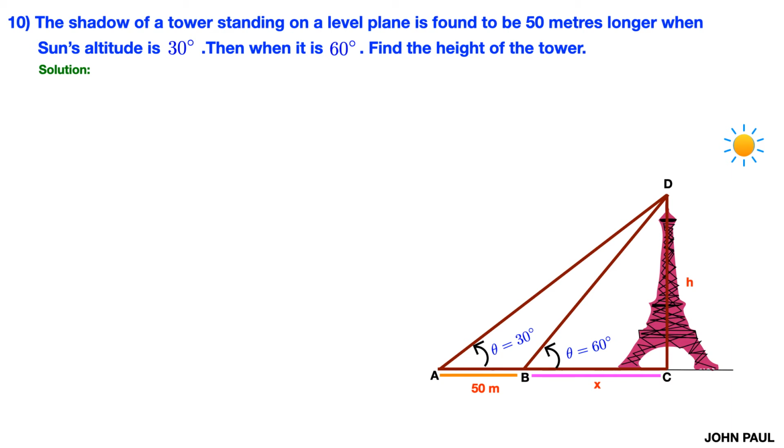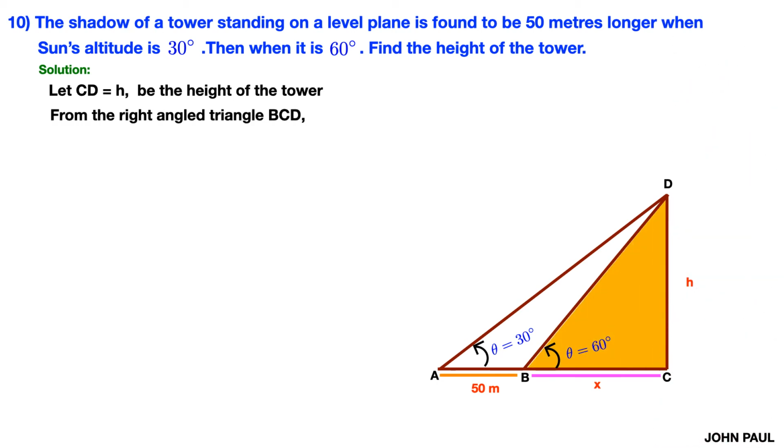Let us take the height of the tower as h. Let CD equal h, that is the height of the tower. From the right angle triangle BCD, you can refer to the diagram, tan 60 degrees equals h by x, opposite by adjacent. Tan 60 degrees we know is root 3, so root 3 equals h by x. X equals h by root 3.